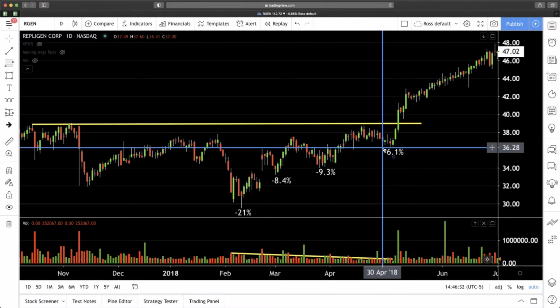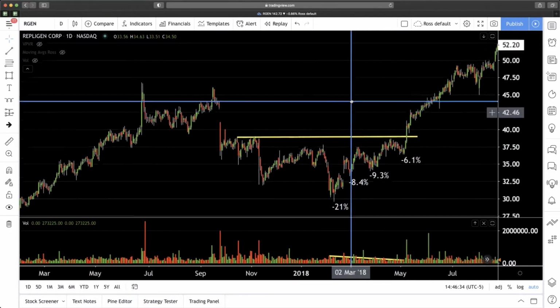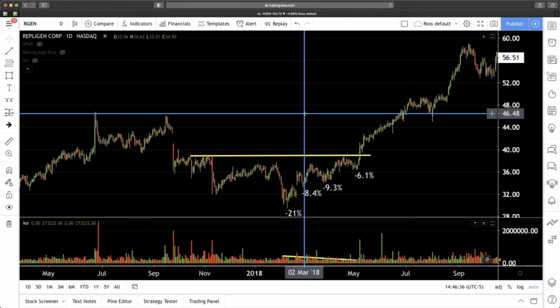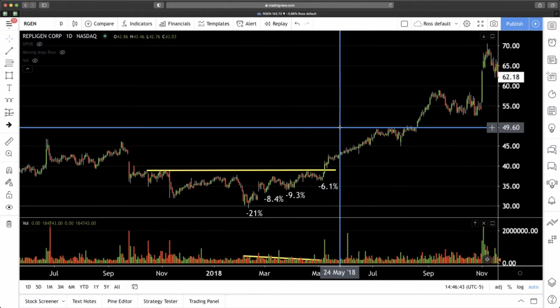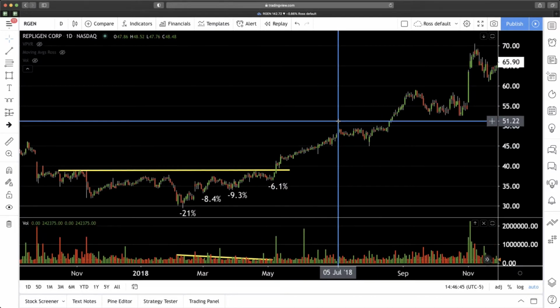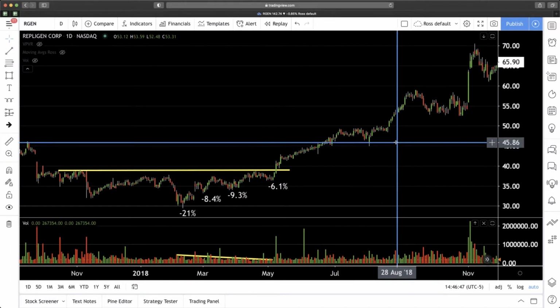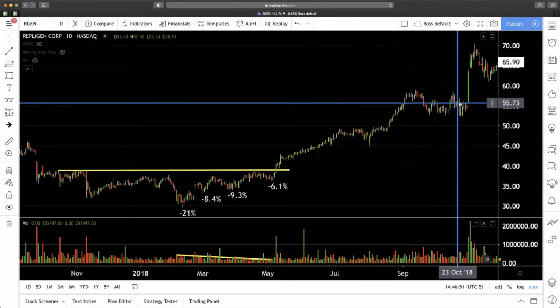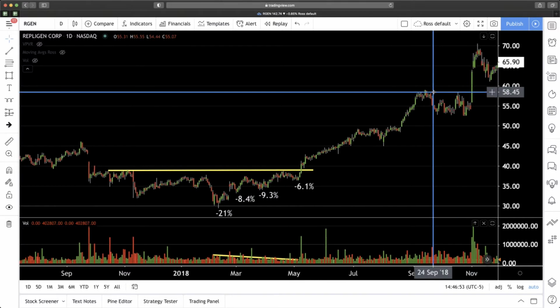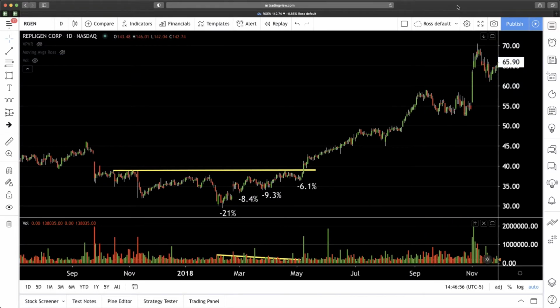Now, when a stock forms a base and breaks out, you will usually see several more bases along the way. It's just market behavior. When a stock makes a big move higher, people are going to take profits, and that's going to cause the stock to pull back a little bit before continuing its run higher. On average, for a good breakout, you should see 2 to 3 bases, maybe 4.